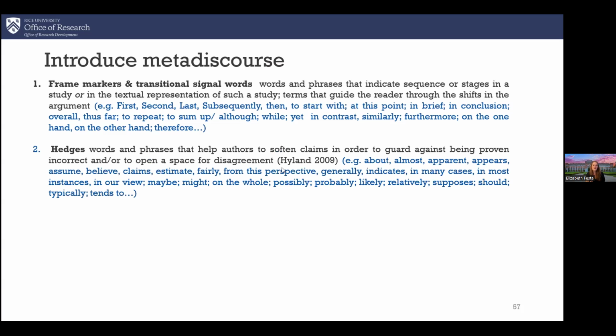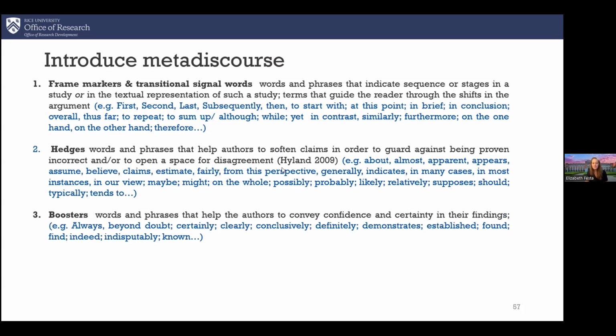These words are very important in softening your claims and keeping you kind of safe, because often your claims might be proven incorrect or open up a space for disagreement. So there we're aware of how a reader might feel about what we're saying, and we hedge.